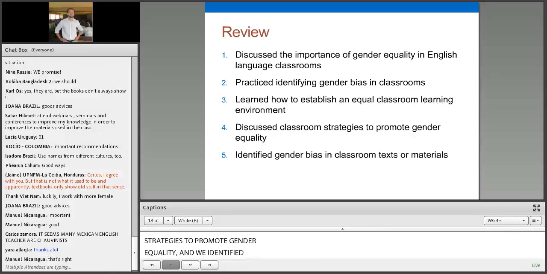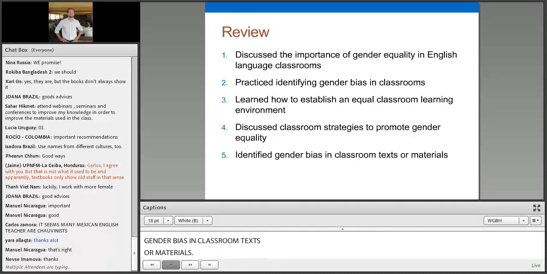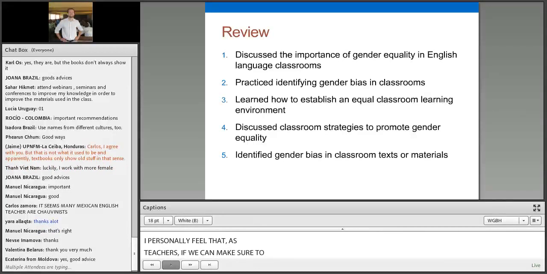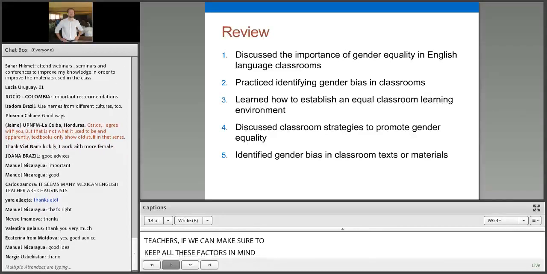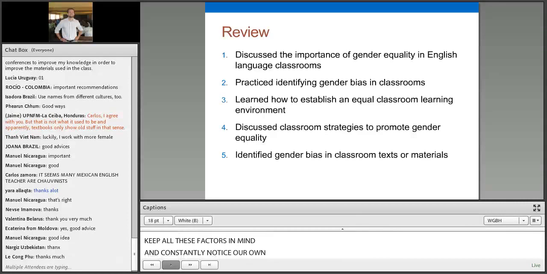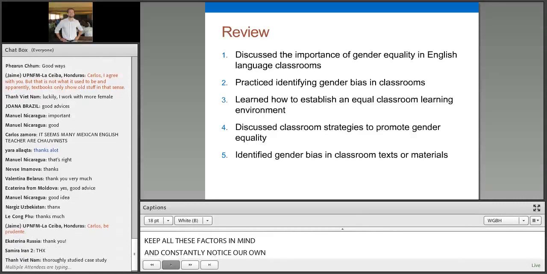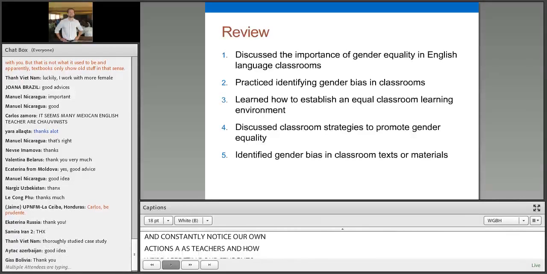I personally feel that if, as teachers, we can all make sure to keep all of these factors in mind and constantly notice our own actions as teachers and how we're affecting our students, that can go a long way to creating an environment where both your male and your female students feel validated and willing to participate.